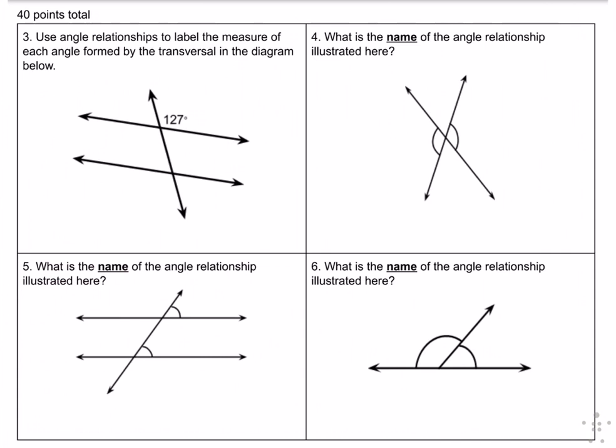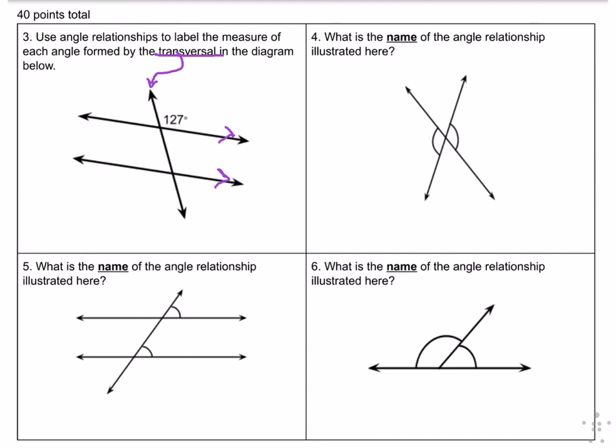Okay, number 3 says use angle relationships to label the measure of each angle formed by the transversal in the diagram below. These two lines are parallel to each other, and the transversal is this line right here.